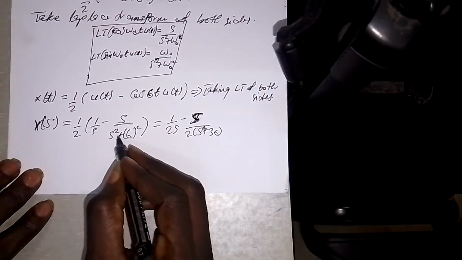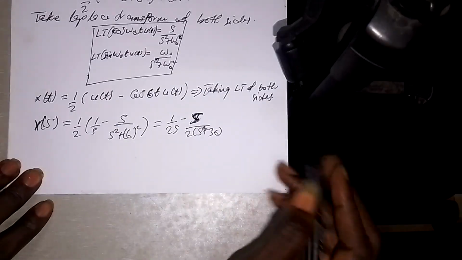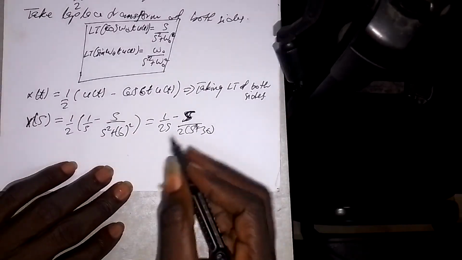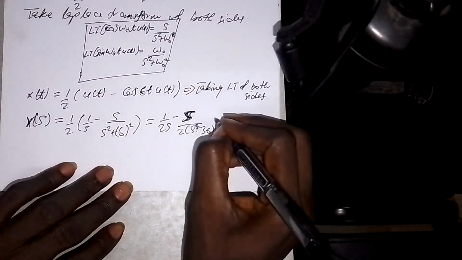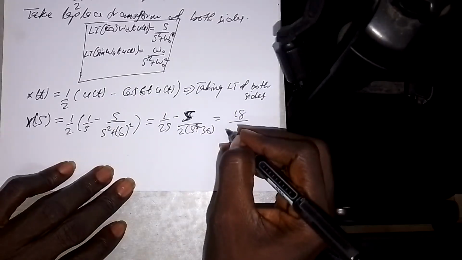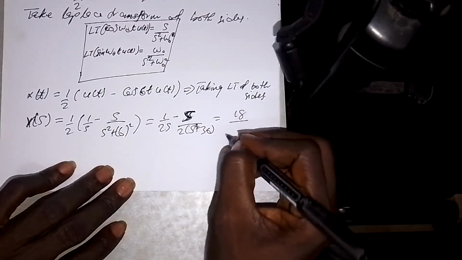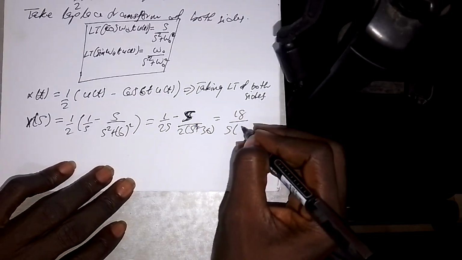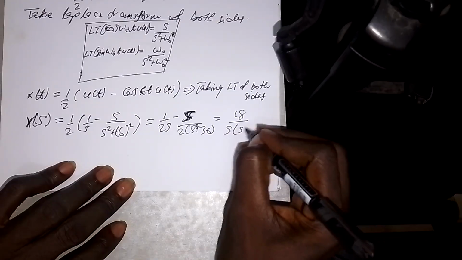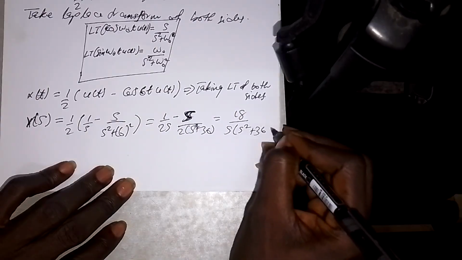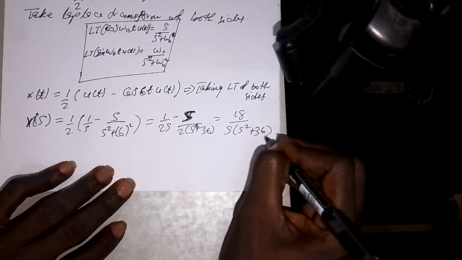S squared, because here is what? Squared. Okay, all right, so this is what I'm going to get. So now this one, if I should actually find the LCM and then do my substitution, I'm going to get 18 over 30 s squared plus 36. Okay, plus 36.